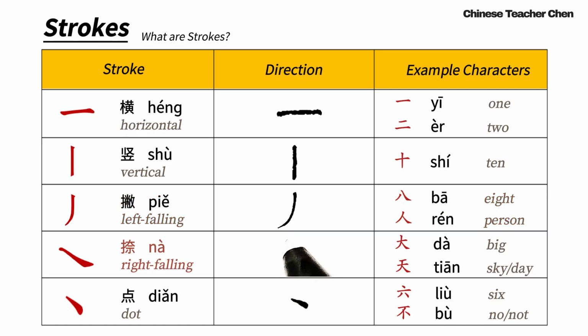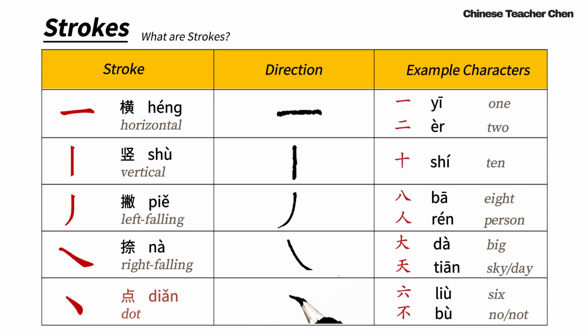Often paired with 那，那，那。 Right falling. This is a diagonal stroke that falls to the right. Both 八 and 人 are actually made of 1 撇 and 1 那。 Another example is 大, meaning big, which consists of a horizontal stroke, 1 撇 and 1 那。天， meaning sky or day. Looks very similar to 大, but with an extra horizontal stroke on top.